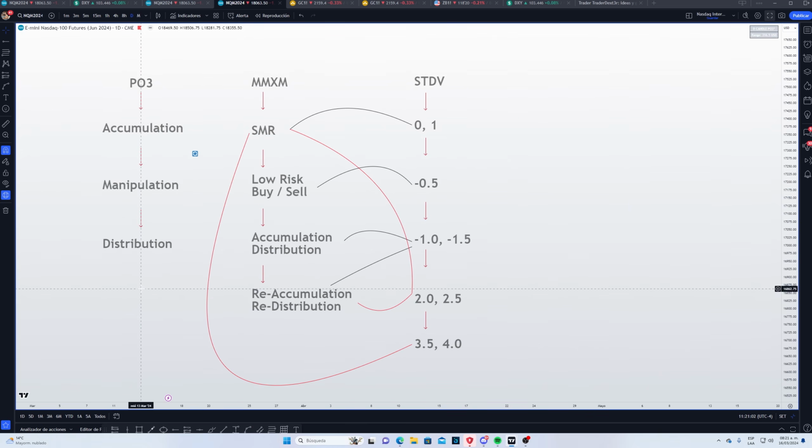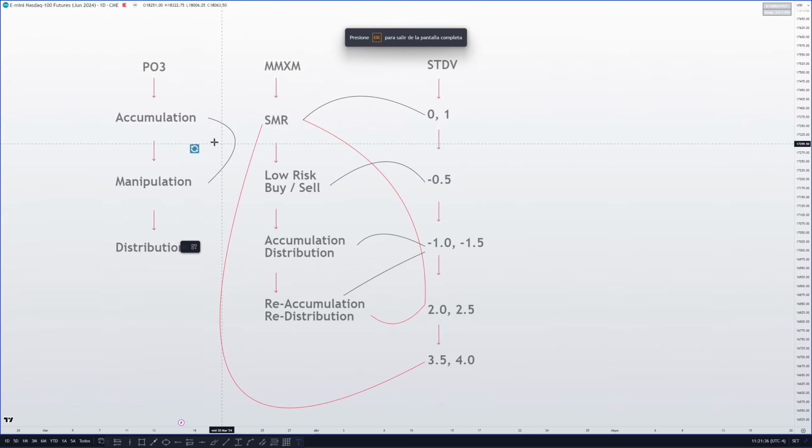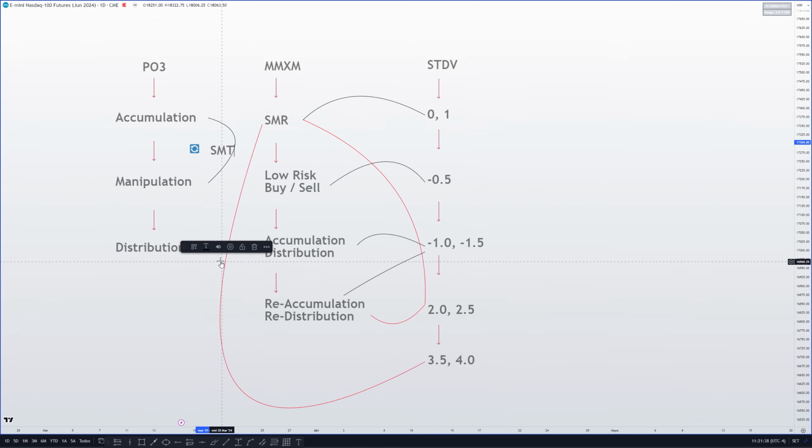In the power of three, the three elements are accumulation, manipulation, and distribution. So in all these changes, in the change from accumulation to manipulation, here you can find one SMT. In the change from manipulation to distribution, you can find one SMT here. In the smart money reversal, it's the same dynamic. Here you can find one SMT.